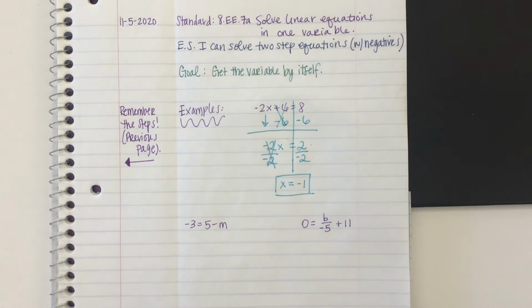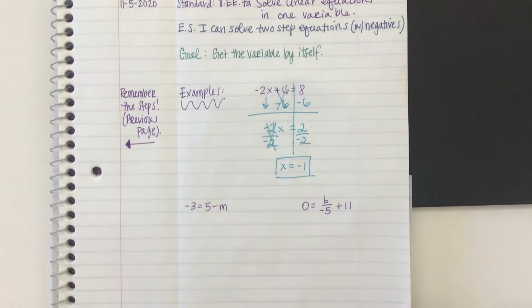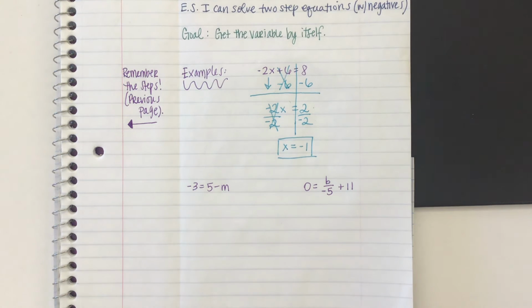Again, as you notice, steps don't change. Now we just have negative numbers in our equations, so the operations become slightly harder, okay? Slightly harder. All right.